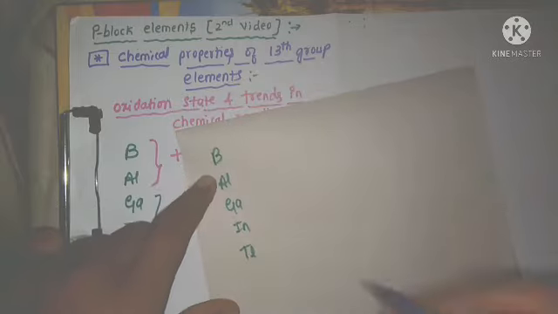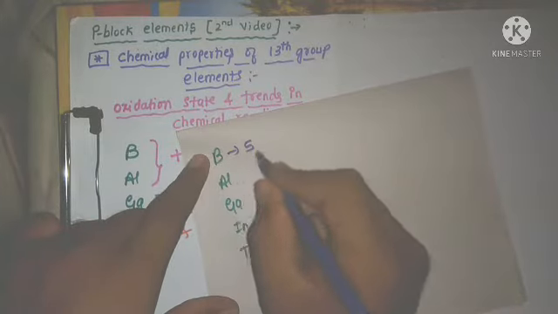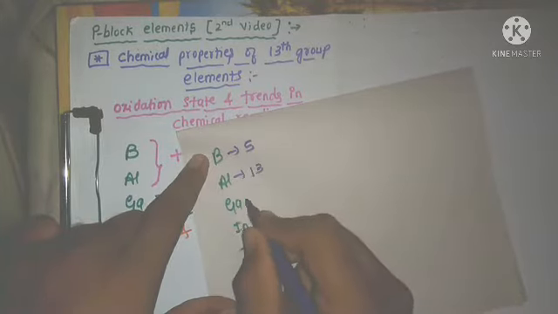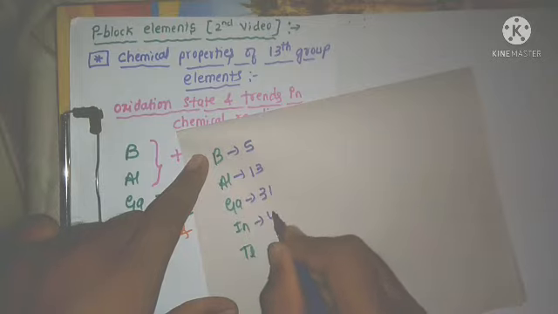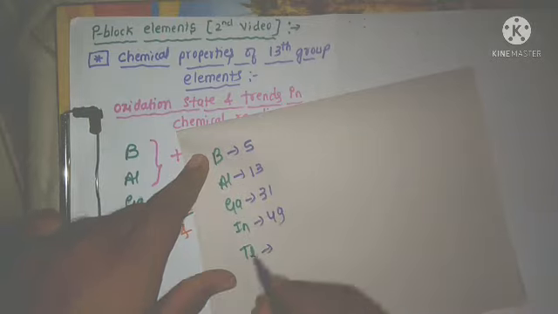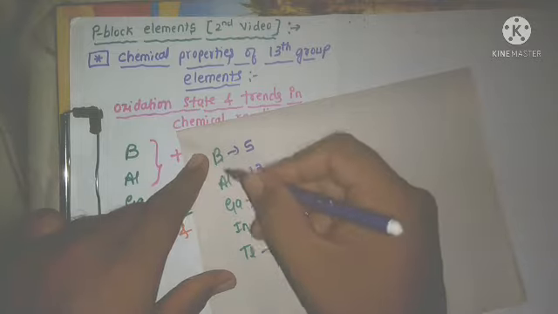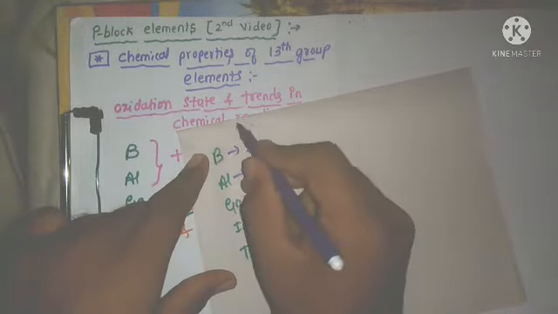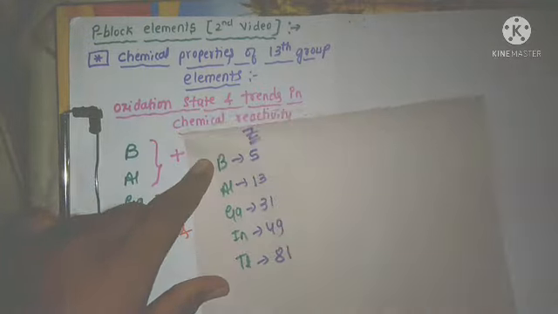The 13th group. The atomic number of boron is 5, aluminium is 13, gallium is 31, indium is 49, and the atomic number of thallium is 81. Elements and atomic number Z. Now we will see the electronic configuration.